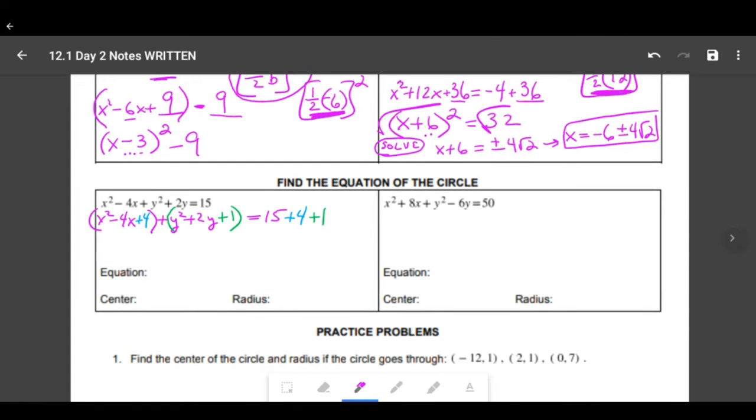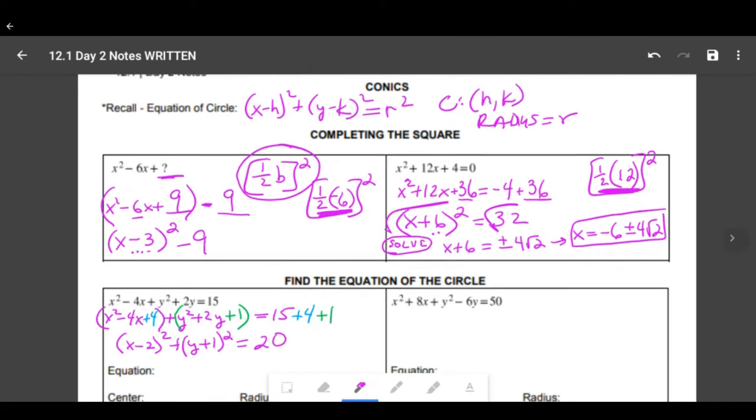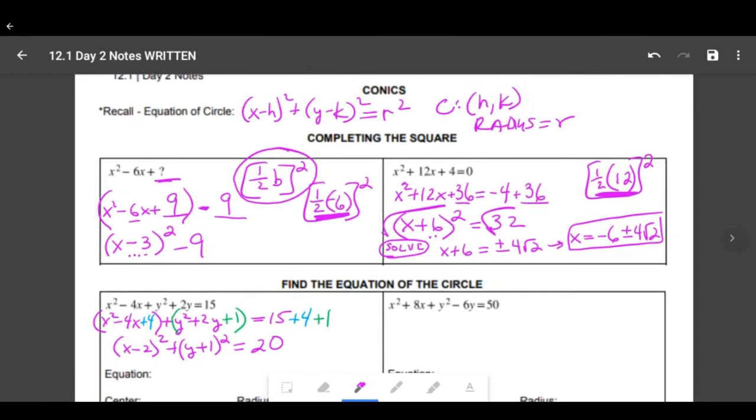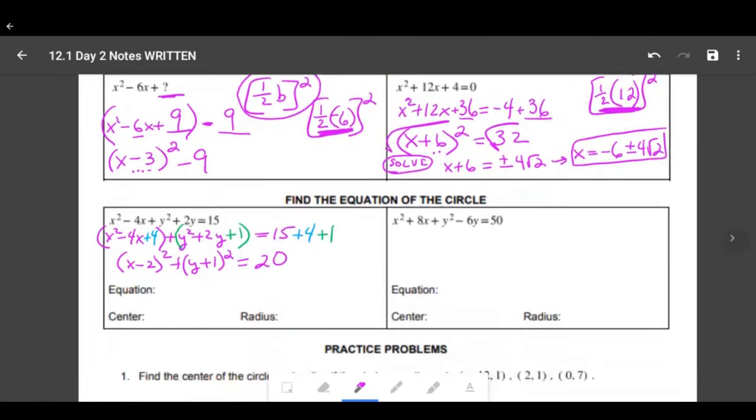All right, so now the reason why we did that is this is where we can factor our quantities and say x minus 2 quantity squared plus y plus 1 quantity squared is equal to 20. And you see how we have that standard form equation that we talked about on the very top of the paper up there. Okay, and that's the standard form that we're looking for.